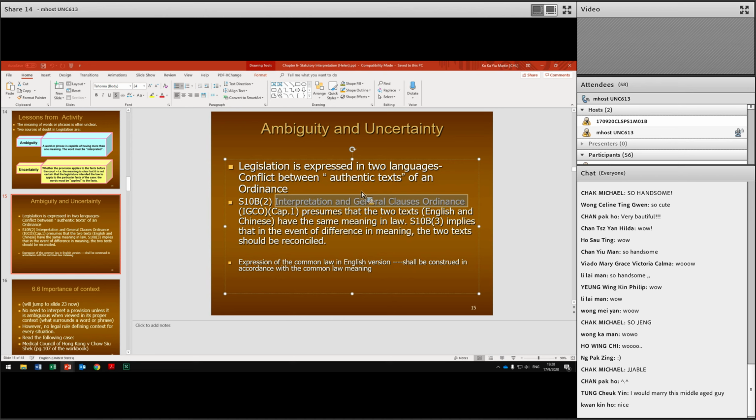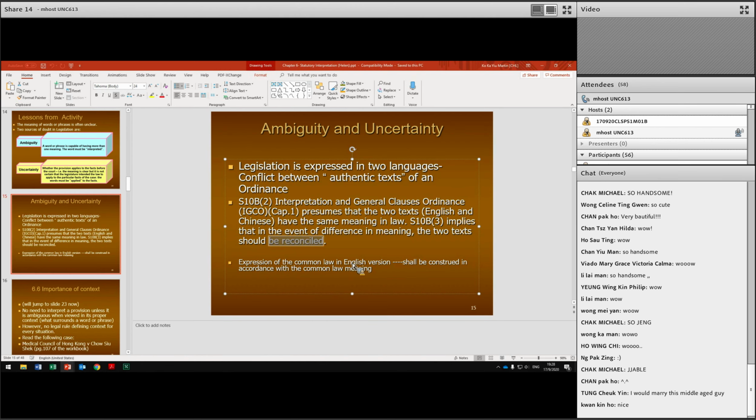Because when Hong Kong became the colony of UK, they found it something necessary. They want to define so many things. The British people wanted to include many interpreting sections in the ordinance. So many terms are defined in the ordinance. Okay? So one of the sections, section 10B, subsection 2, presumes that the two texts, the English text and Chinese text, have the same meaning in law. Okay? Subsection 3 implies that in the event of difference, the two texts should be reconciled.